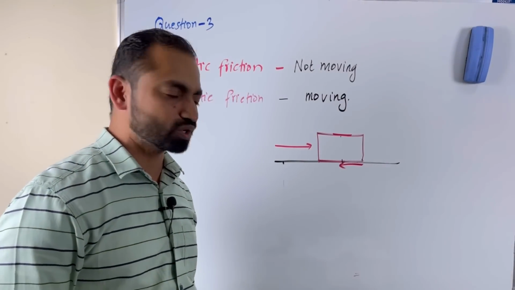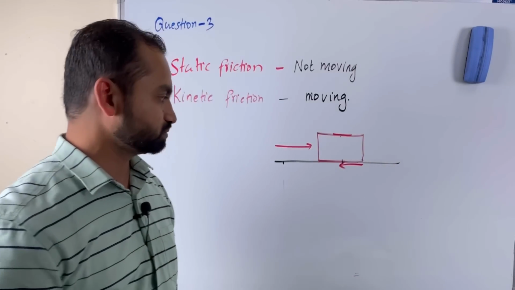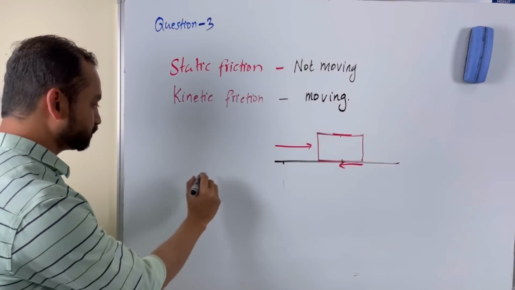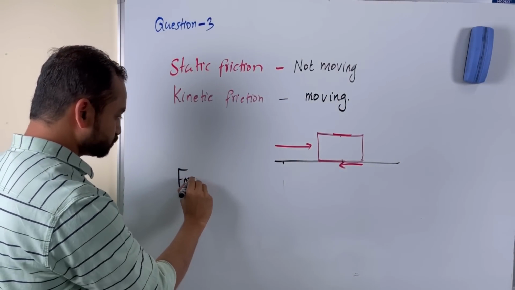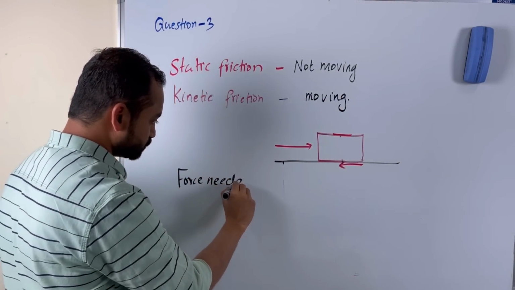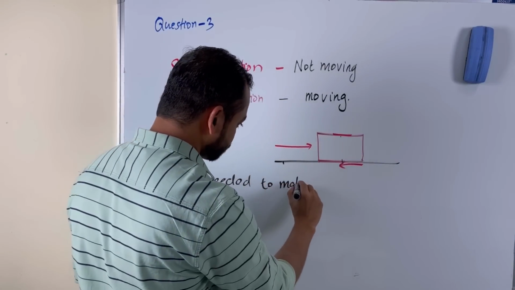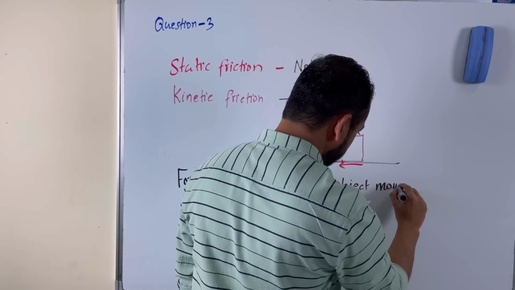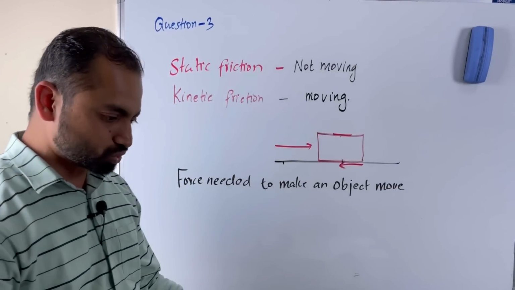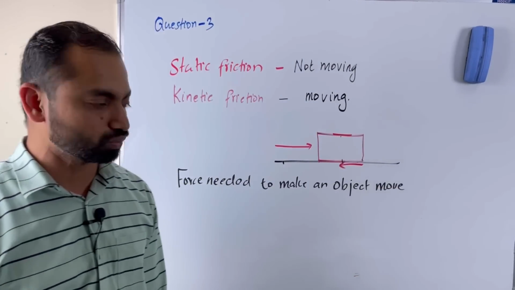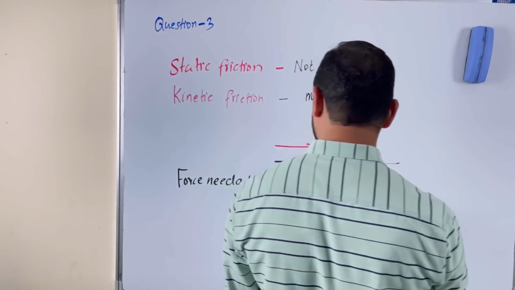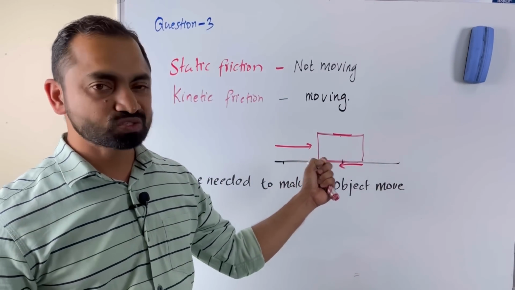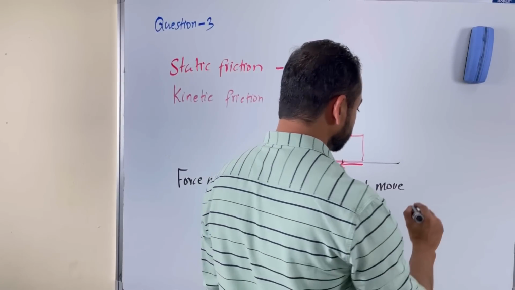How much force is required to make an object start moving? To make the block start moving, the applied force required, or I will write, the force needed to make an object move. The object was initially at rest, okay? So to make the object move, we need to apply a force. That force will be equal to the maximum value of static friction. The force needed to make an object start to move is equal to the maximum value of static friction.